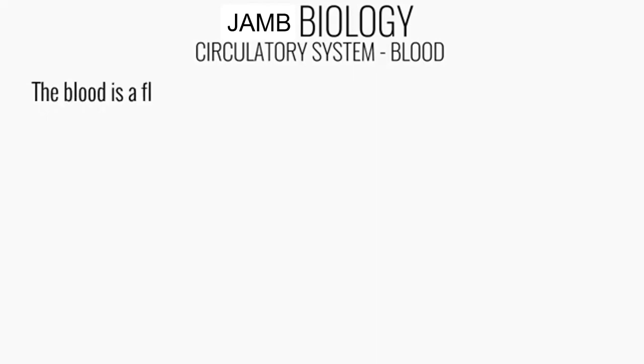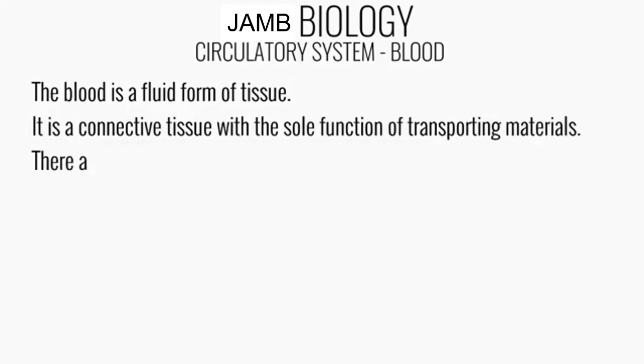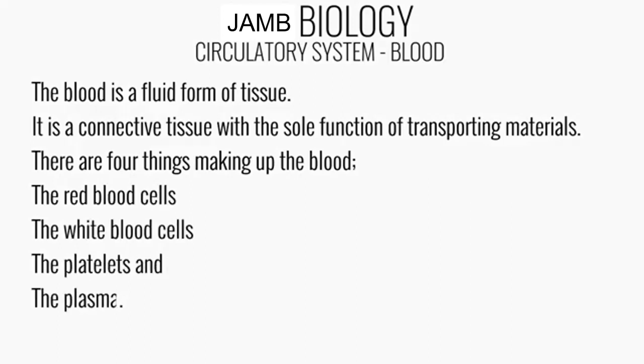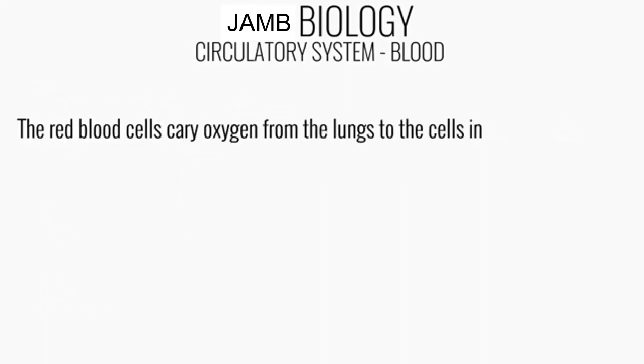So the blood is a fluid form of tissue. It is a connective tissue with the sole function of transporting materials. Actually, there are four things making up the blood: the red blood cells, the white blood cells, the platelets, and then the plasma. So the job of the red blood cells is to carry oxygen from the lungs to the cells in all the parts of the body.